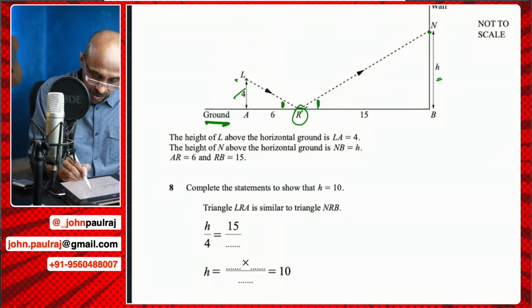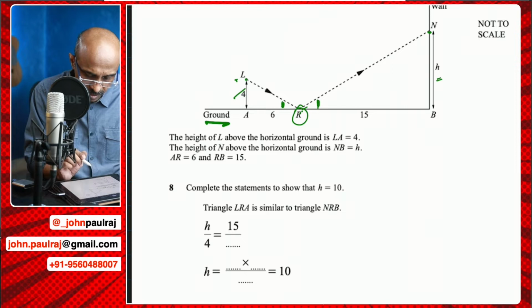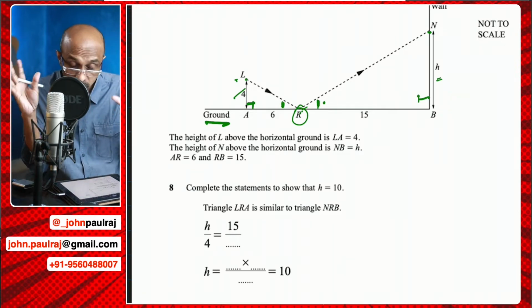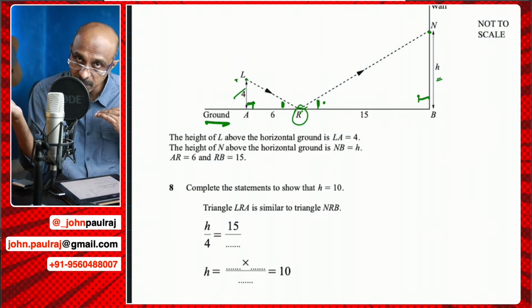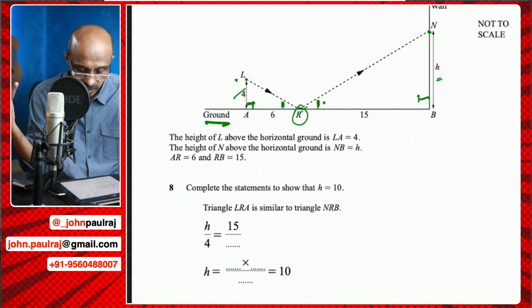Triangle LRA is similar to triangle NRB. That's pretty obvious because this angle is going to be 90 degrees and this is also going to be 90 degrees, and these two angles are equal. So in those two triangles, two angles are equal. The third angle then must be equal as they all add up to 180 degrees. That shows that by the AAA test, the two triangles are similar.